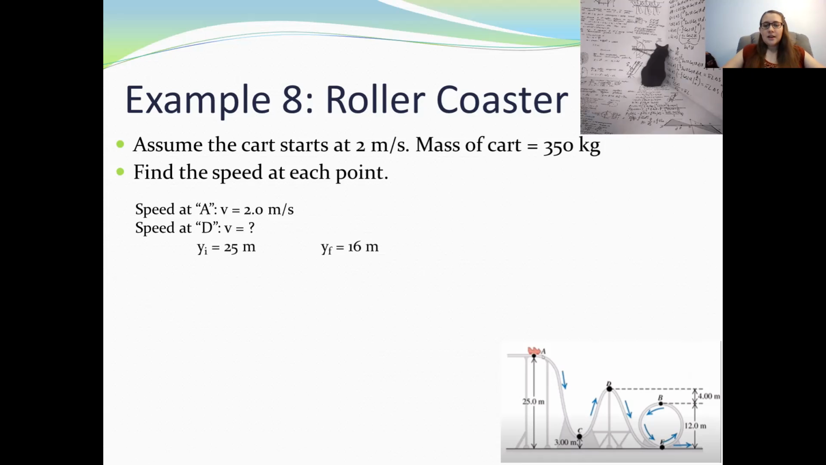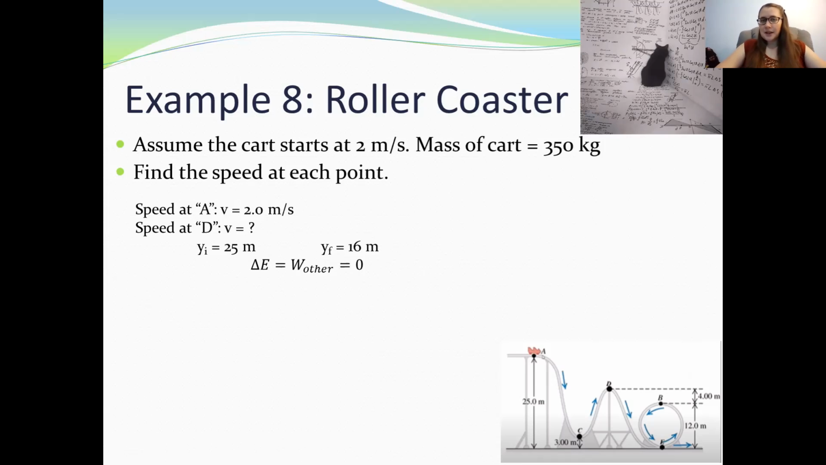Okay, so initially we're starting at a height of 25 meters at point A. And so this cart at point D is finishing at a height of 16 meters. So 12 meters is the height of the loop, and then point D is 4 meters above the highest point of the loop. So 16 meters above the ground is our final height, or our height at point D.